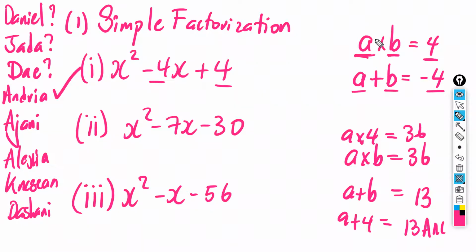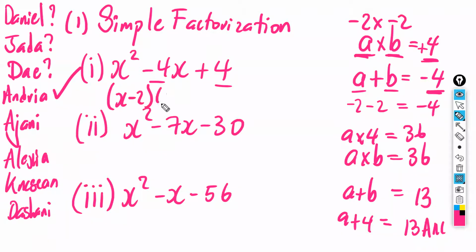One thing's for sure, though. It has to be 2 negative numbers, because if you notice, you end up with a negative number here. So it's kind of obvious: negative 2 times negative 2 is positive 4, and negative 2 minus 2 will give me negative 4. So the answer is x minus 2 times x minus 2.